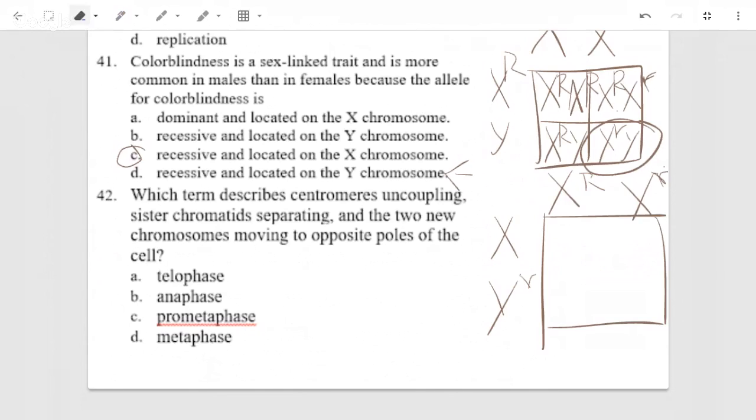And it's probably a lot more likely the dad's is going to be regular vision. So let's do that one first and see how that works out really quick. So big X, we got big R, big X, big X, big X, big R, little r.